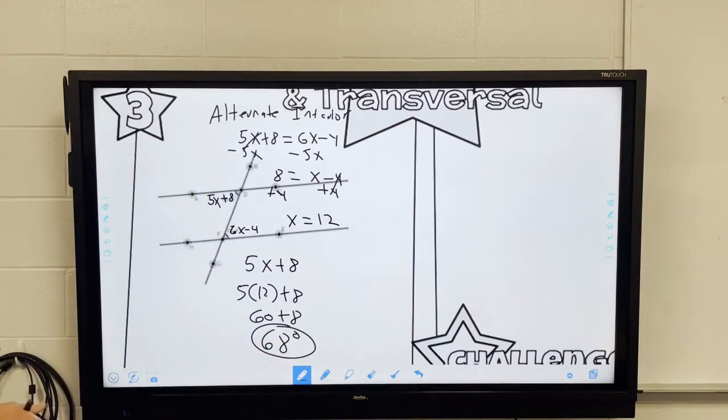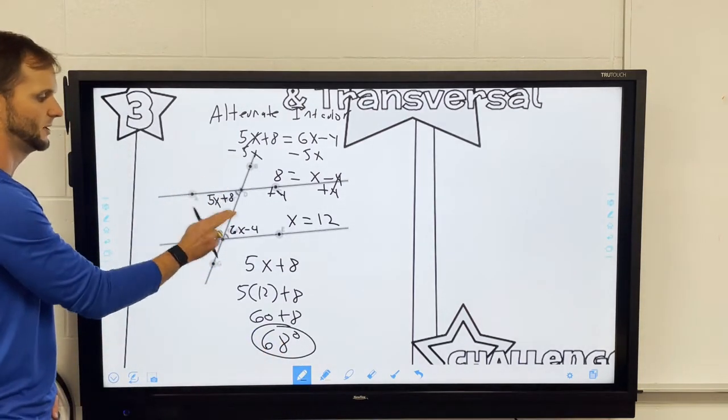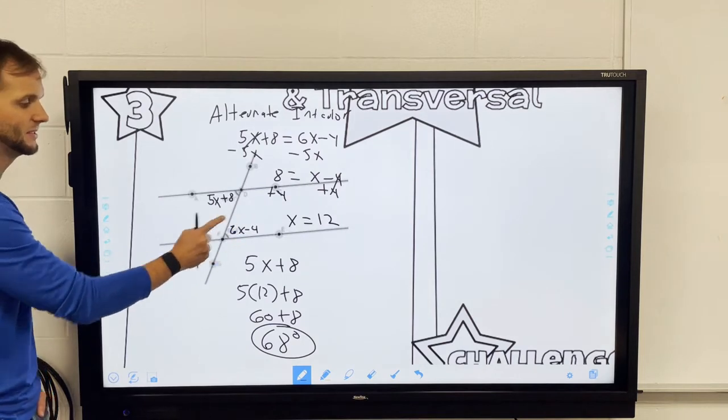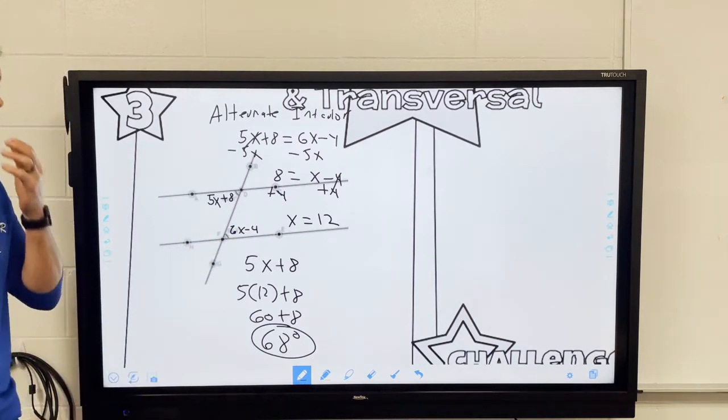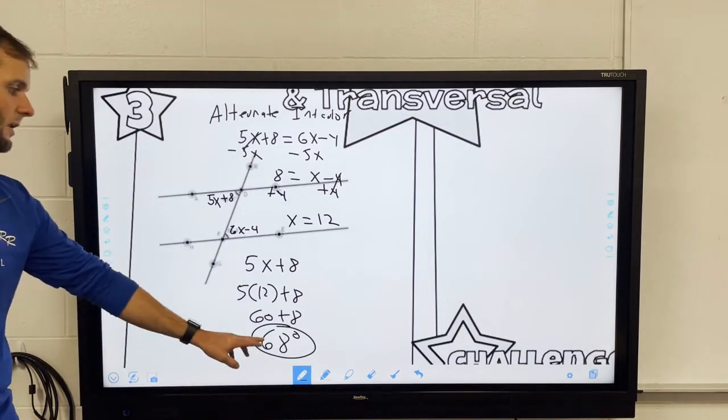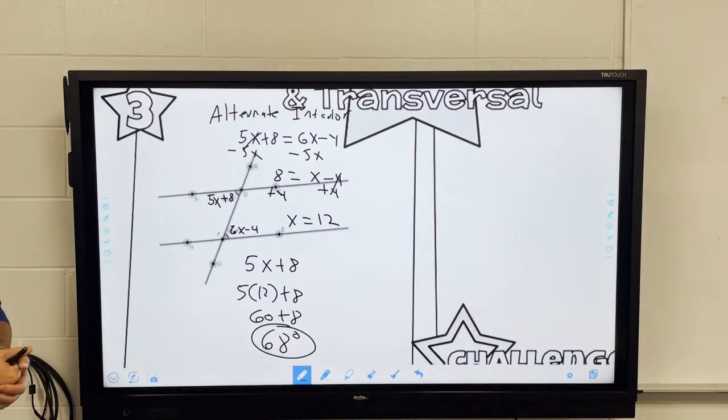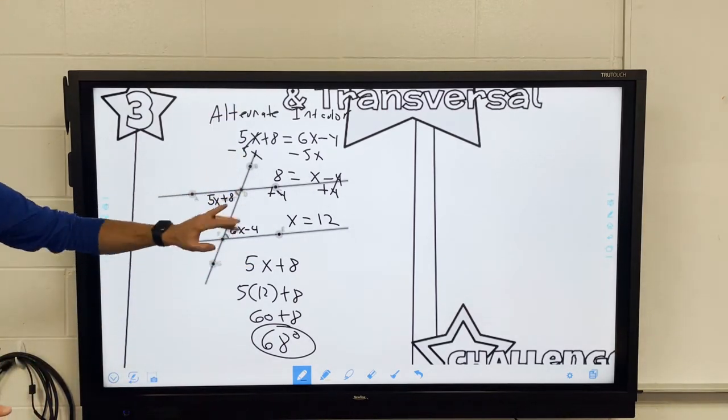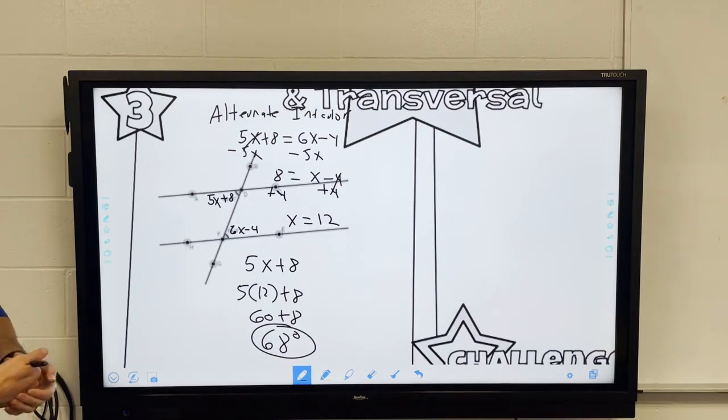And then technically speaking, these two angles are alternate interiors, so that means they're equal, so that means this angle would also be 68. So ladies and gentlemen, that's going to end up being your answer there, okay? Or your solution as you go through, because those are alternate interior angles.